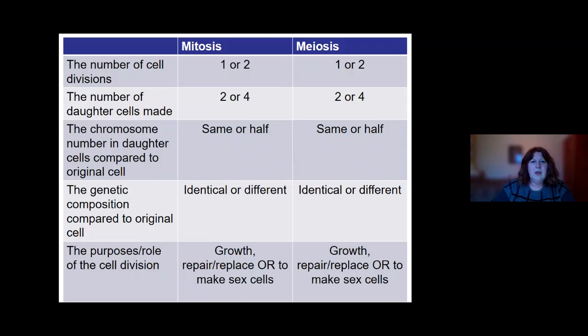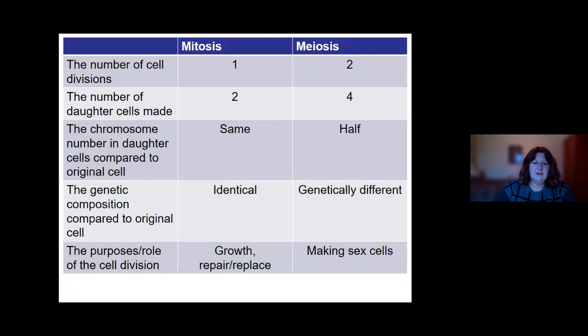Okay, so just because we need to move on, what I'm going to do now is reveal the slide. And as we've been through before, the number of cell divisions is just 1 in mitosis, but 2 in meiosis. The daughter cells are different. In mitosis, just the 2, whereas in meiosis, it's 4. The chromosome number is the same in mitosis, but it's half the number in meiosis.